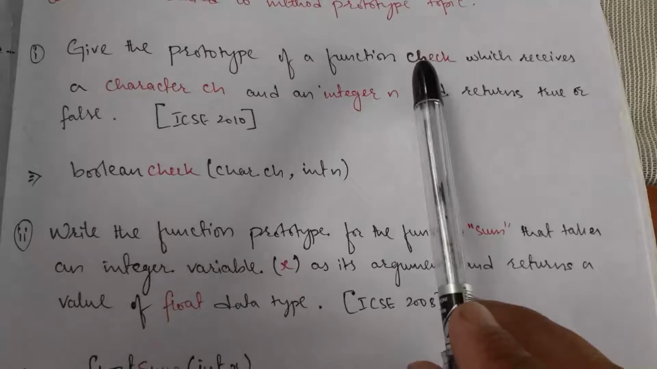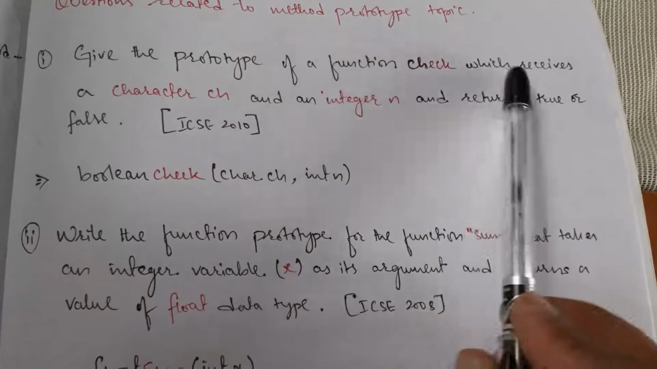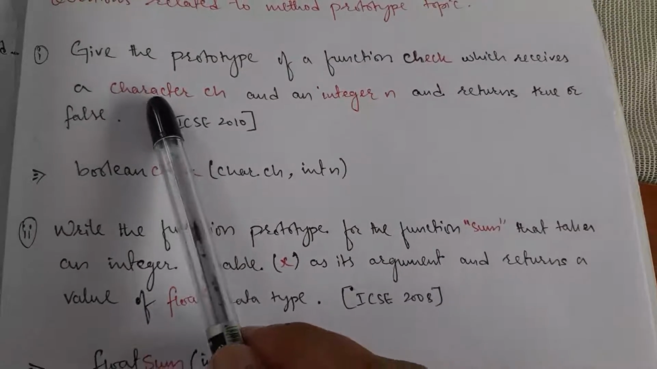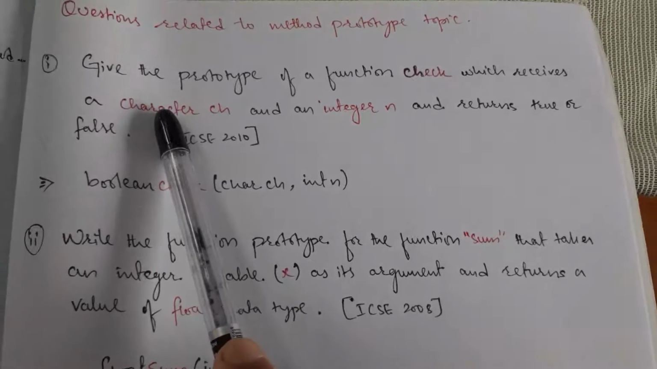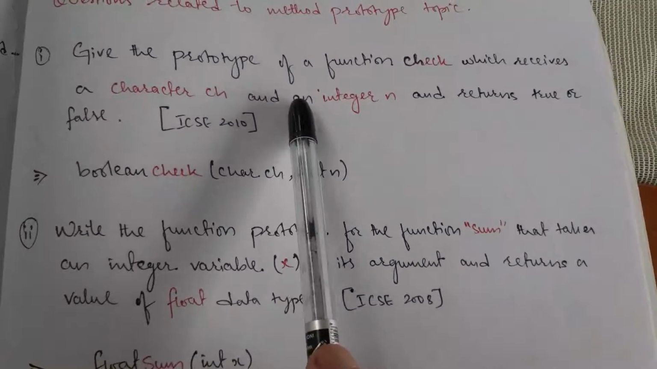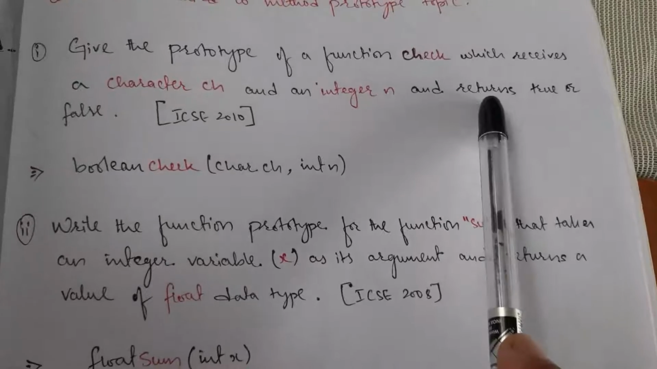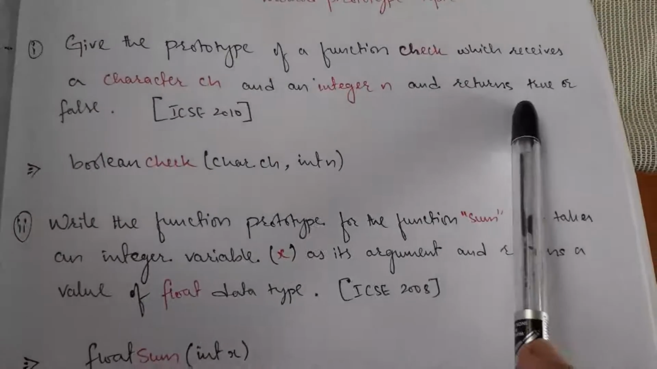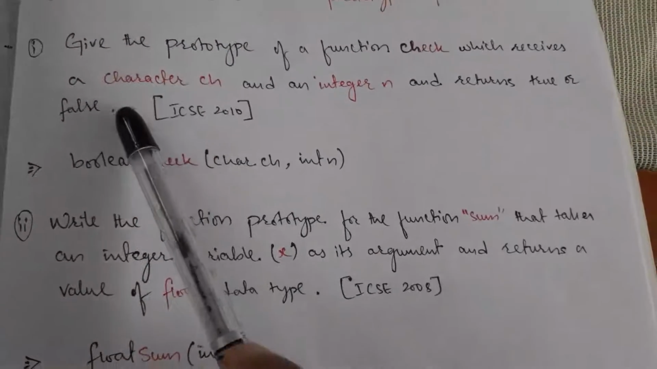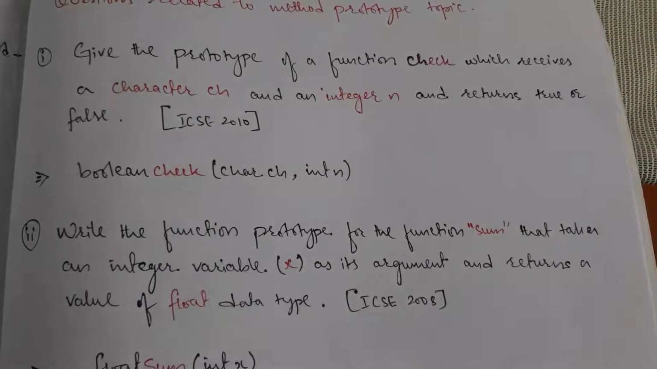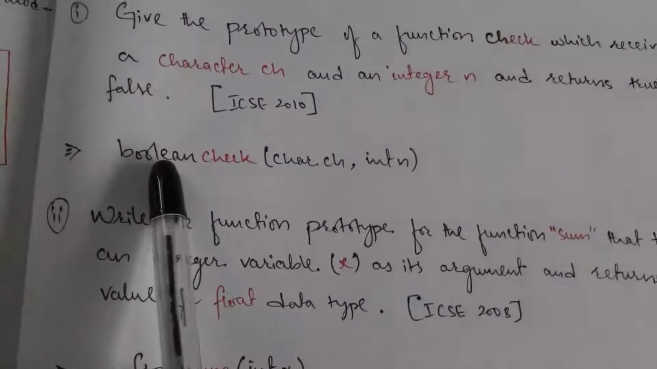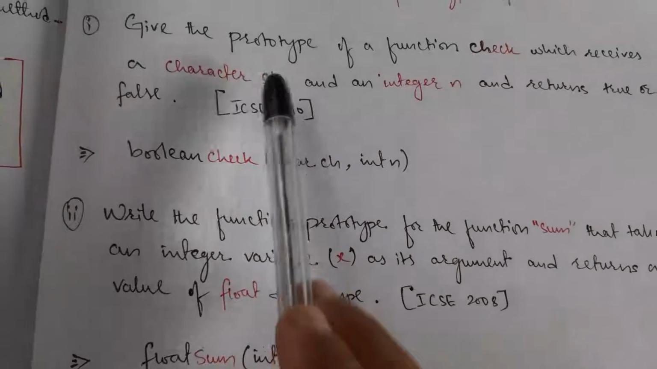So the name of a function is given as check, which receives the parameters that are character ch and an integer n, and returns true or false. True or false will be written with the help of a data type, that is boolean. So this is how we have to write the prototype for this particular question.